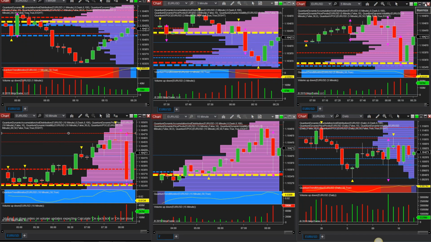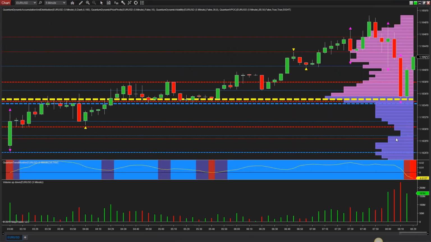Here we are, we've got it on 5, exactly the same thing. It's what you expect to see at the London Open. Bang, bang, down it comes. Now it's reversing off the volume point of control, back up again. That's the power of the indicator.